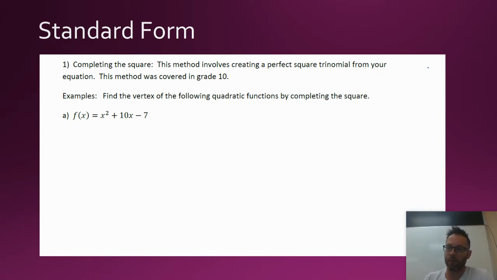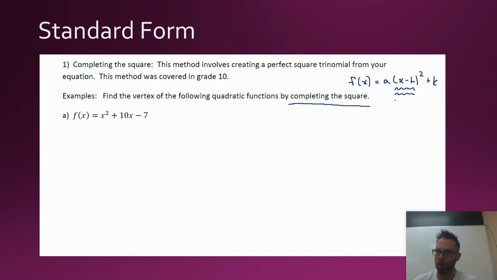It is a useful skill, and there are reasons why we do want to know this method, but it's not everybody's favorite choice. So I'm going to do a couple examples with you guys, and then I'll show you a second method. But this idea of completing the square, because you know vertex form is a times x minus h squared plus k. The idea is that vertex form has this perfect square. So how do we kind of create one?